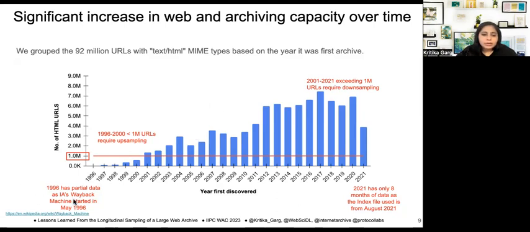Also, I would like to highlight the fact that both 1996 and 2021 have partial data. 1996 has partial data as the IA Wayback Machine started in May 1996. 2021 has only 8 months of data, as the index file that we used is from August 2021.